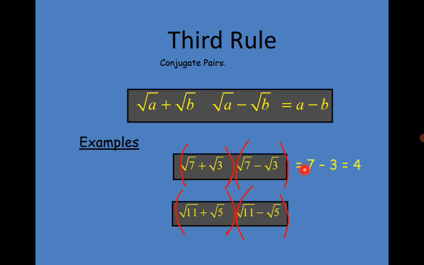So this is going to give you a 7. Root 7 by root 7 is 7. Root 3 by root 3 is 3. The difference between them is 4. Similarly here, root 11 times root 11 is going to give you 11, and root 5 times root 5 is 5. The difference between them is 6. Simple as that. You'll be able to apply this as we discuss further conjugates.